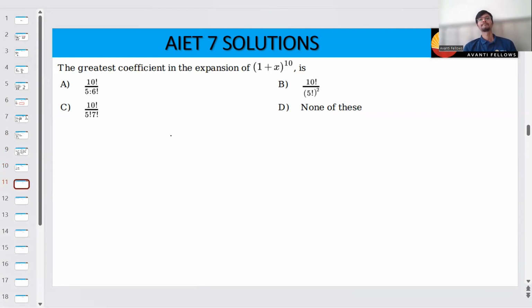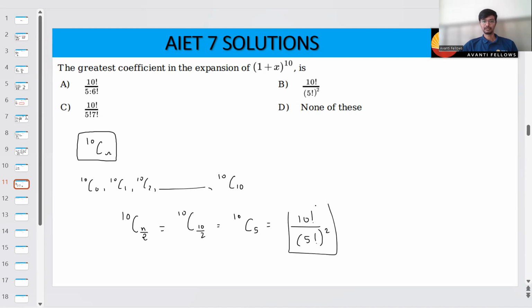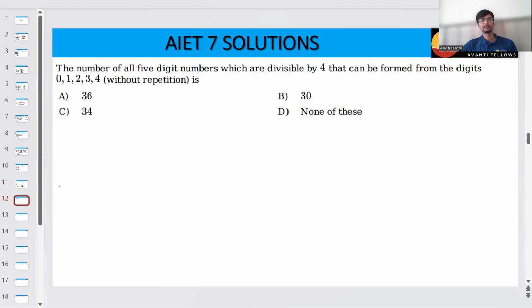The greatest coefficient. Now, as you can see, in (1 plus x) raised to the power n, the coefficient will be 10 CR. So it will be 10 C0, 10 C1, 10 C2, up to 10 C10. Here, the greatest coefficient is obviously the middle term, which will be 10 C n by 2. What is n? 10 C 10 by 2, which is 10 C5, which is 10 factorial upon 5 factorial into 5 factorial, which I can write as 5 factorial the whole square. So option B, simple.